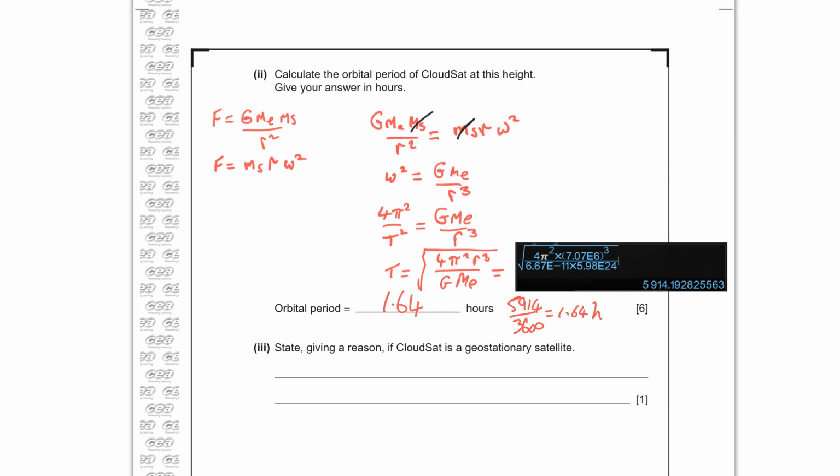State, giving a reason, if CloudSat is a geostationary satellite. Well, it fails one of the basic criteria for being a geostationary satellite, in that it would need to have an orbital period of 24 hours. And there's several other things that need to be true, but if it doesn't have an orbital period of 24 hours, it would be impossible for it to be geostationary. And that's it.